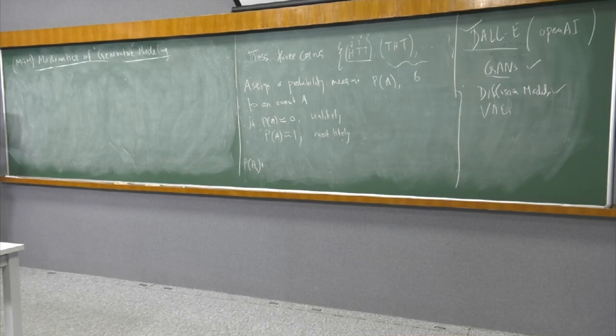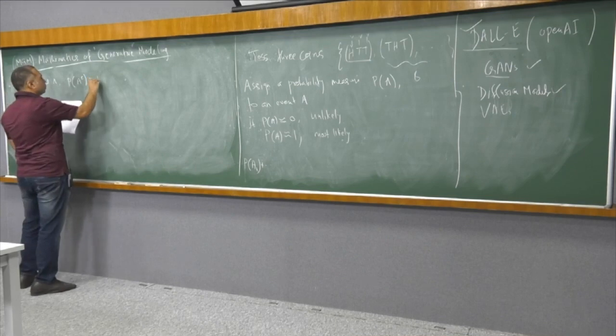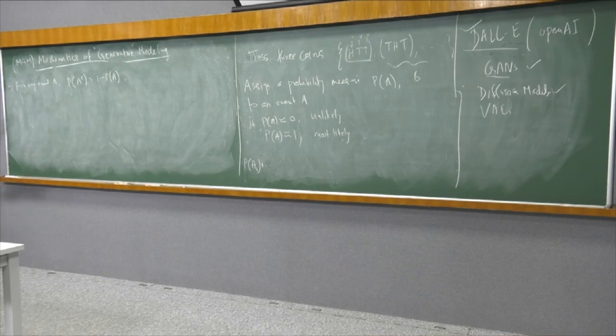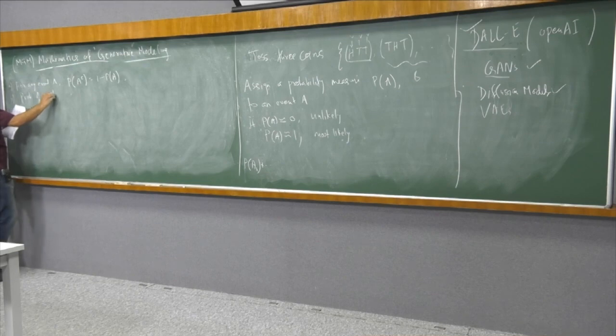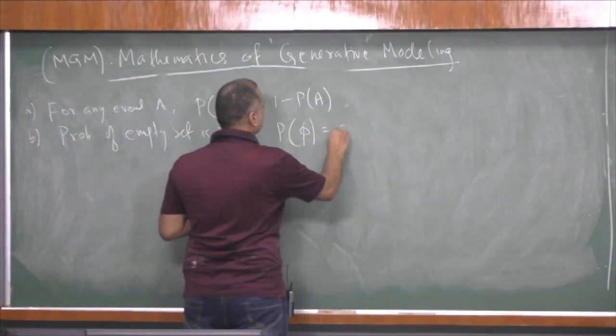And a few of the results that I won't prove, but you can prove using the axioms of probability. So for any event, probability of A complement is 1 minus probability of A. These are the results we will use. You can prove it using only the axioms of probability, you don't need anything more. Probability of an empty set is obviously 0. The empty set is denoted by phi, and this will be 0.